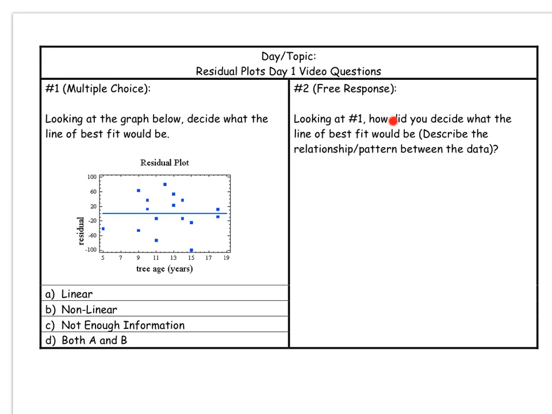And then looking at number 1, how did you decide what the line of best fit would be? Describe the relationship pattern between the data. So what you're describing is, what does the residual plot look like? So you're not writing an equation, just tell me, what does this residual plot look like, and does it give you a linear or a nonlinear model?